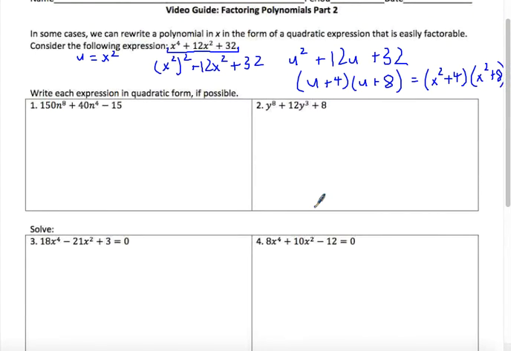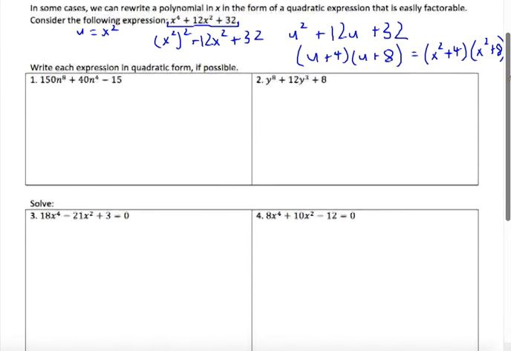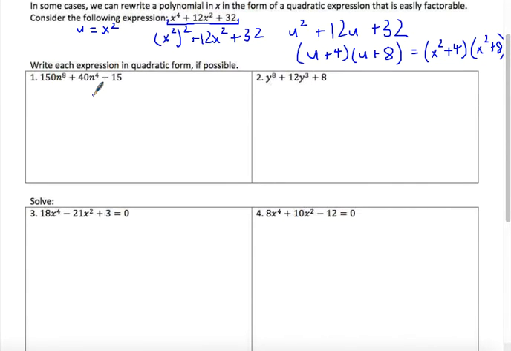So we can use this to help us solve. So these first two, let's just write them in quadratic form if it's possible. In order for quadratic form to be possible, first of all, the second exponent has to be half of the first exponent. So since 4 is half of 8, then we can write this one in quadratic form.